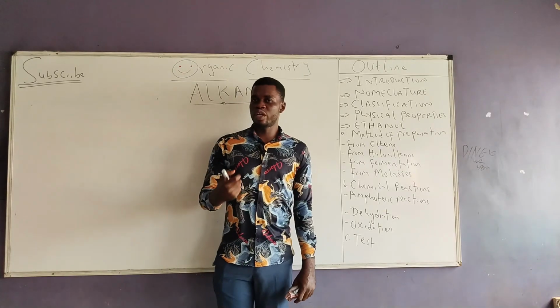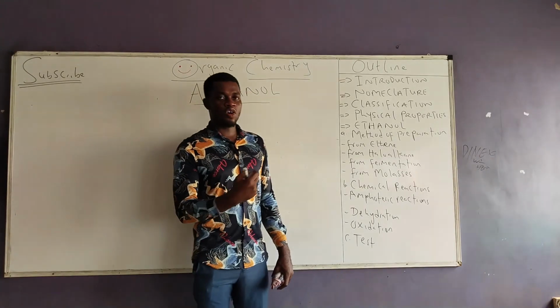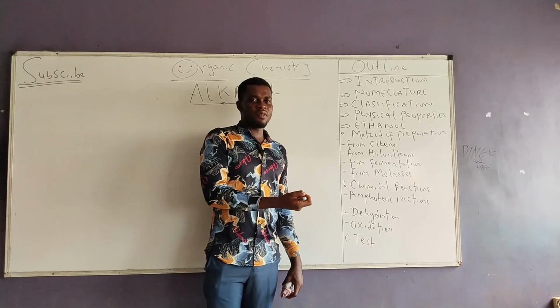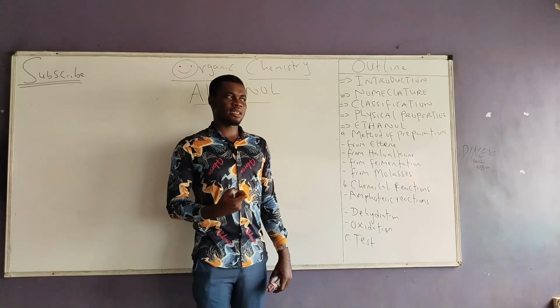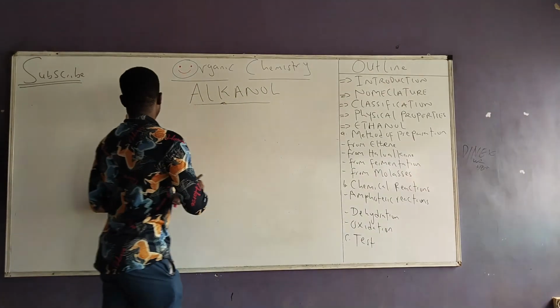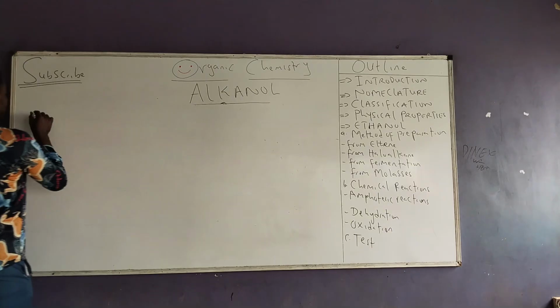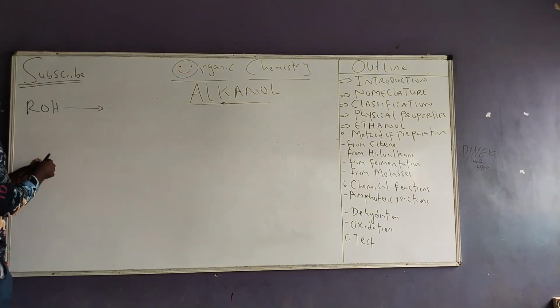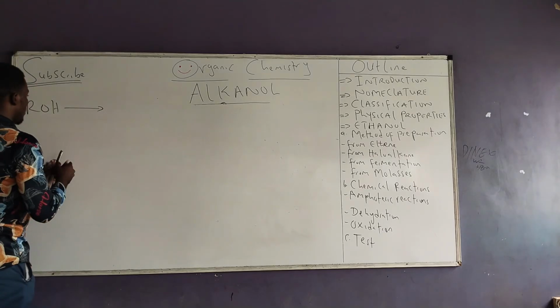So alkanols are not strong enough for us to consider them as acids or bases, but to an extent, they can still display a little bit of acidic and a little bit of basic character. That is why we are using this word amphoteric reactions. For example, I can have alkanol, this is ROH. Under certain conditions, the alkanol can be broken down.